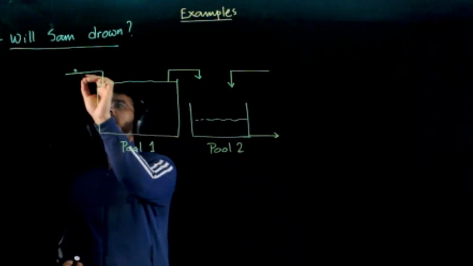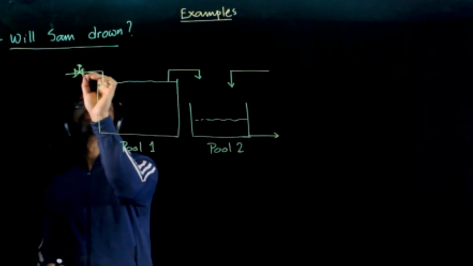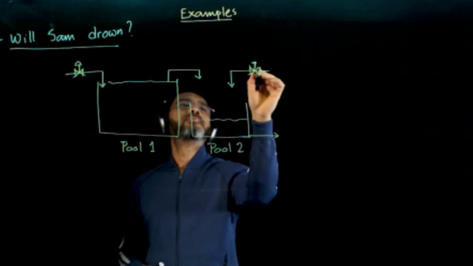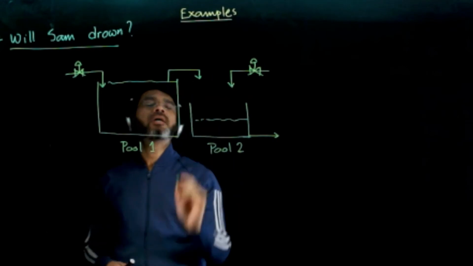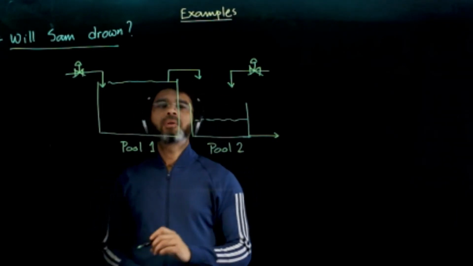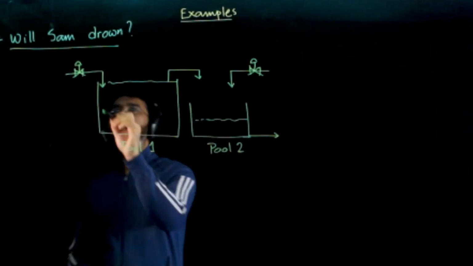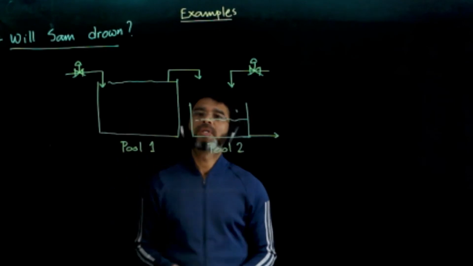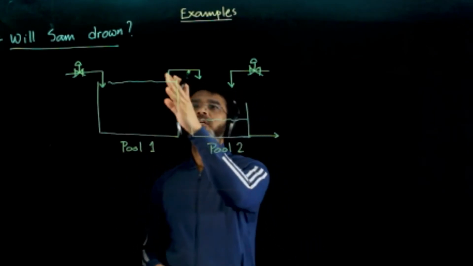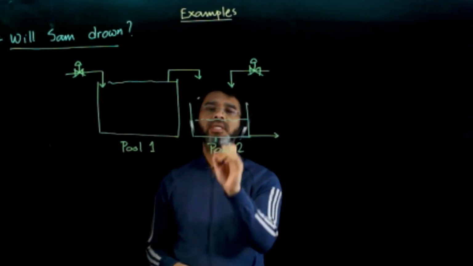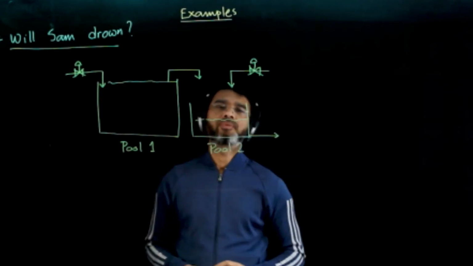Now this inlet has a valve, this one has a valve, but this is the overflow, so there is no control on that. Now the problem is, if the continuous flow in the first pool is coming in at the same rate, the overflow coming here remains constant, the output remains constant, so the level is supposed to remain constant over here.